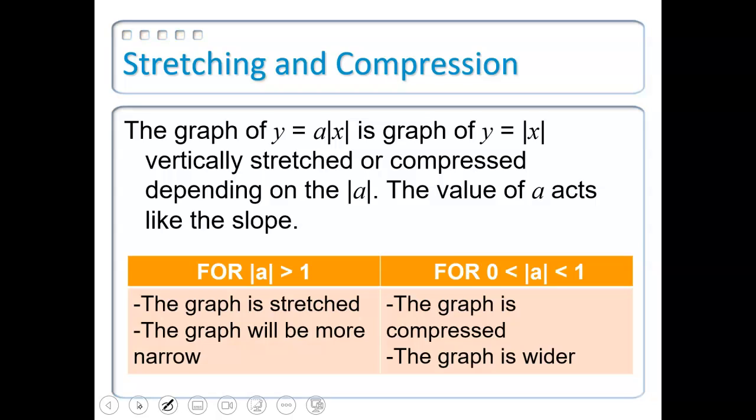The A value is outside the absolute value. So we're talking about this A. This is only for A values outside the absolute value.